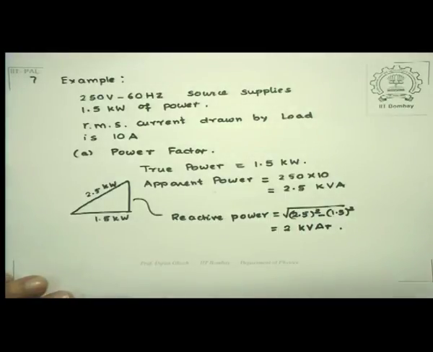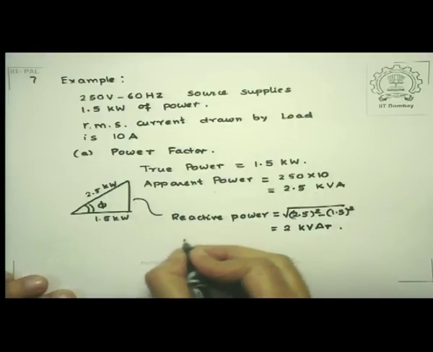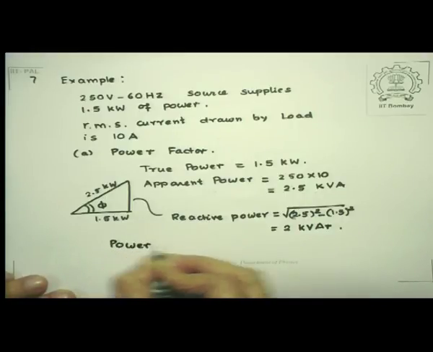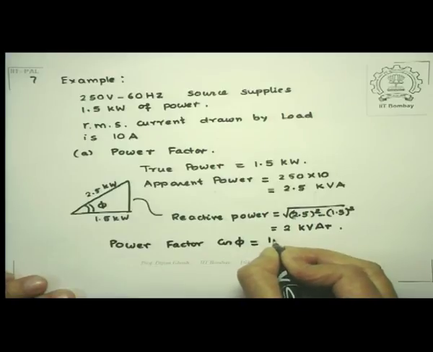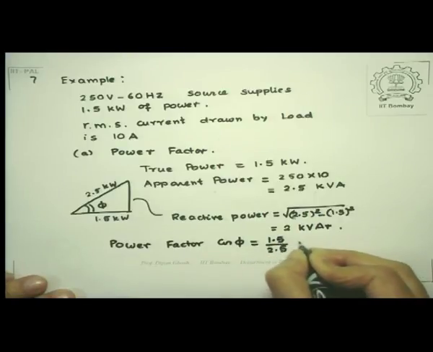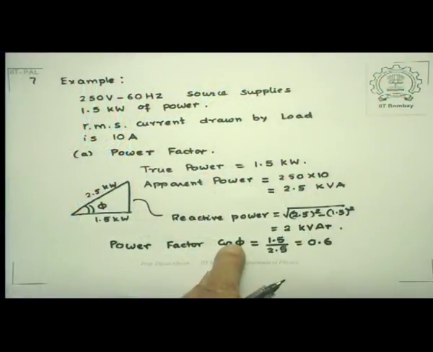Okay, so this angle is phi. So therefore my power factor, which is cosine of phi, works out to 1.5 divided by 2.5, and that's simply equal to 0.6. Not a very low power factor, but not very large either. Now suppose I want to compensate for this. What would I like to do? Ideally, though it may not always be possible, I would like to make this cosine phi as close to 1 as possible.